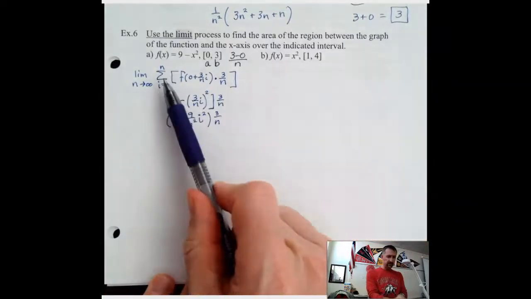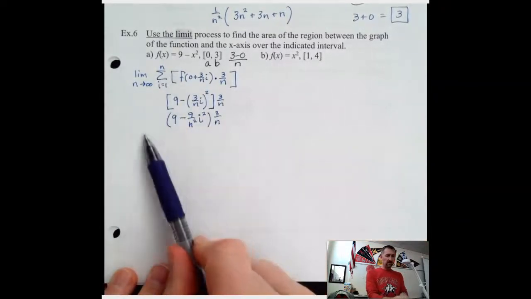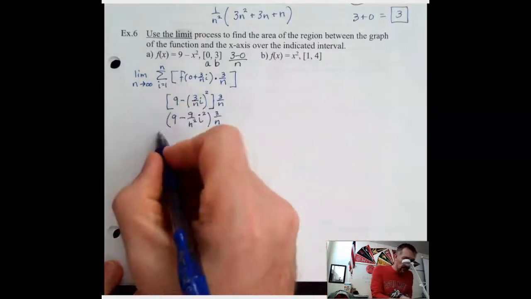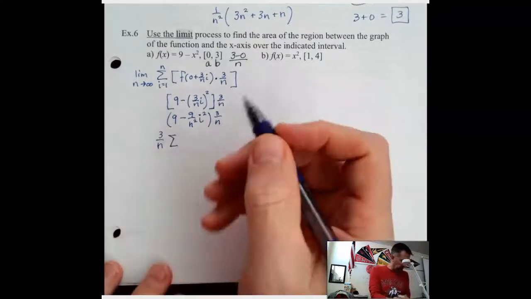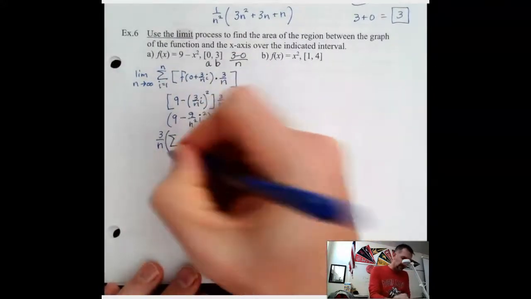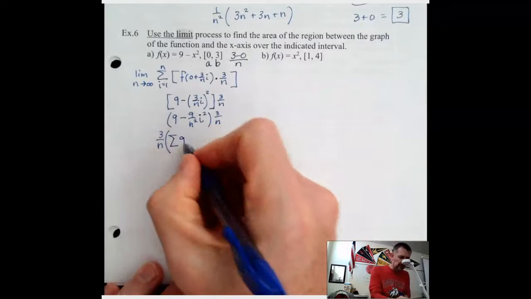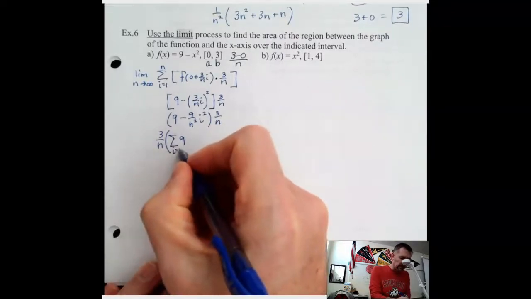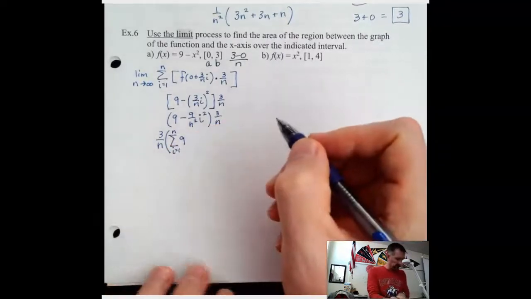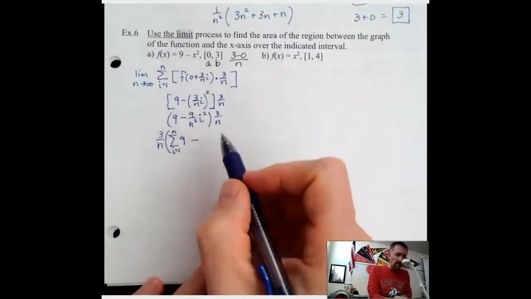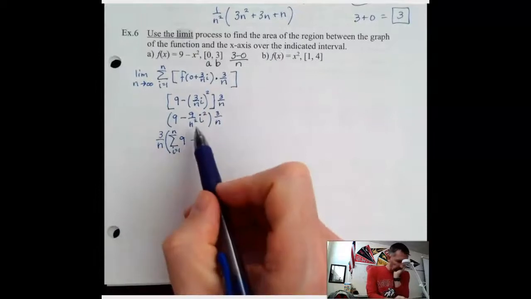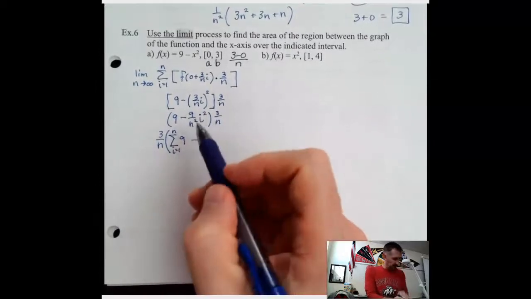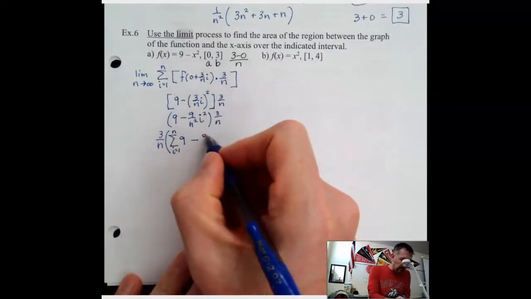Now, let's bring back the sigma and factor this out. So that's going to be 3 over n, and then we have the sigma, but let's go ahead and separate the sigma out now. So the sigma of 9 as i goes from 1 to n. And then over here, we're going to factor out the 9 over n.